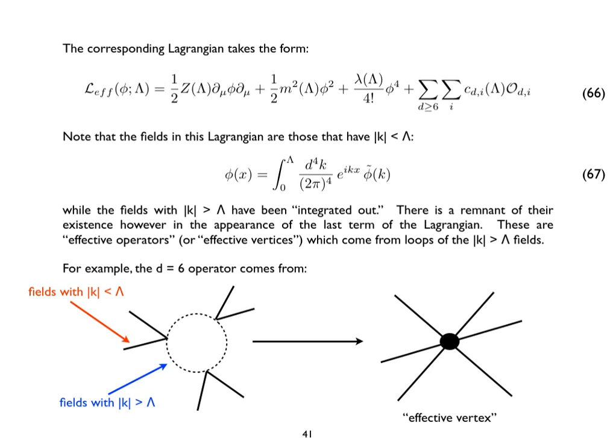But you could have fields circulating in this loop that have momenta greater than lambda. And when you integrate those fields out, that loop becomes what we would call a 6-point vertex. What to us at low energies looks like a 6-point vertex, but it originates from loop diagrams like this.